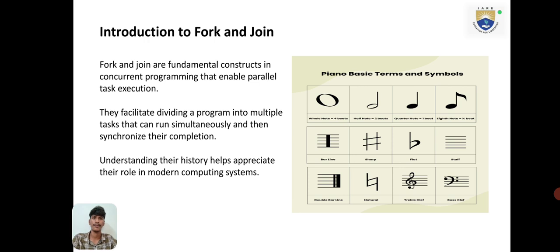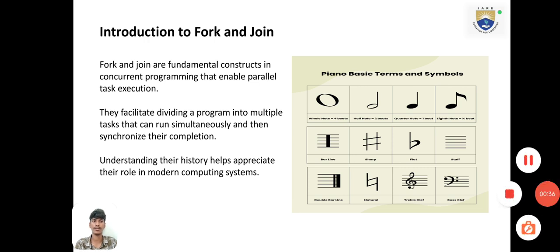Fork and join are fundamental constructions in concurrent programming that enable parallel task execution. They facilitate dividing a program into multiple tasks that can run simultaneously and then synchronize their completion. Understanding their history helps appreciate their role in modern computing systems.